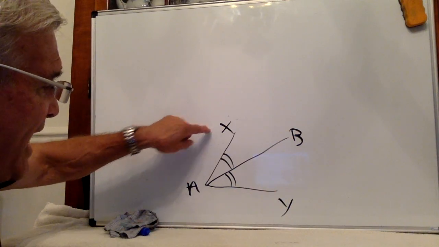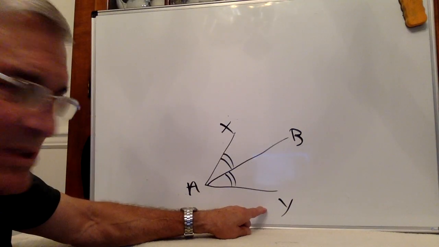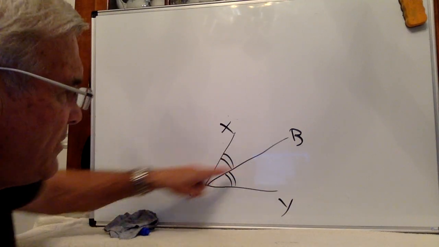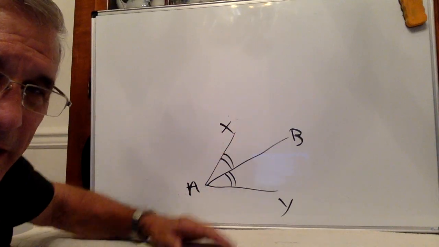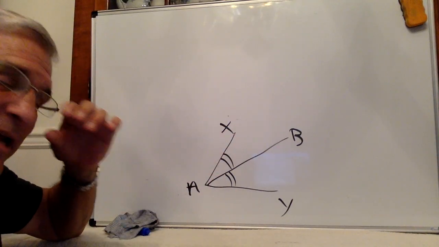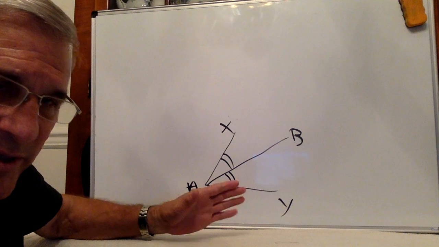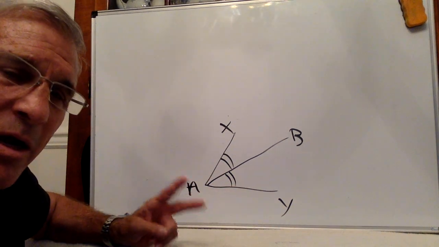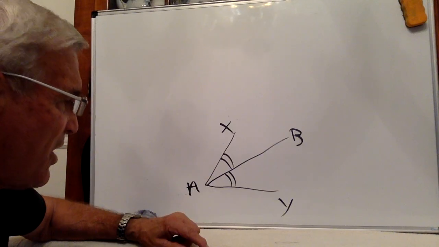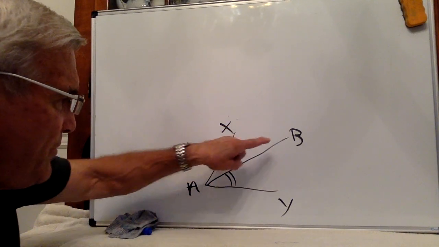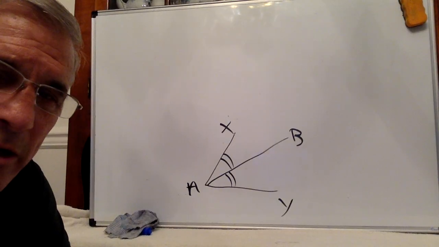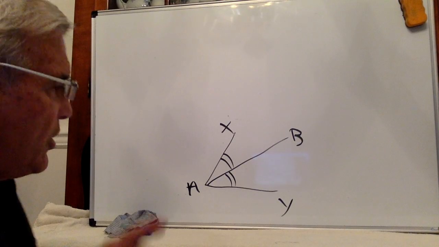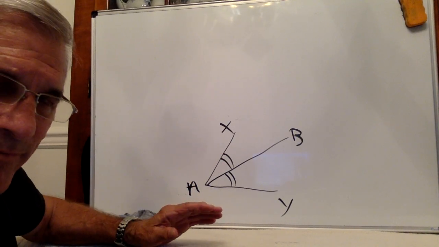So angle XAY is cut into two congruent angles by ray AB or line segment AB. You can bisect an angle with a line, a ray, or a line segment, as long as it cuts the angle into two congruent pieces. So the way this is marked, angle XAB and angle YAB are congruent. Therefore, you have bisected the angle.